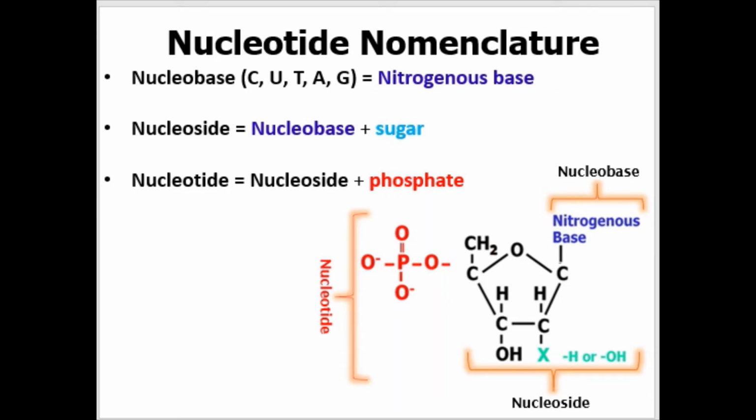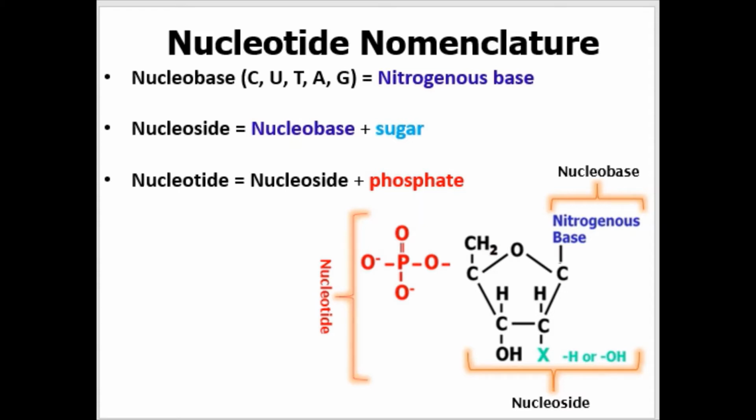So in this video we'll be discussing the nomenclature of nucleotides, and this is a follow-on from the previous video. So if we have the base by itself, that would be called a nucleobase, and an example of that would be uracil, thymine, adenine, guanine, or cytosine.